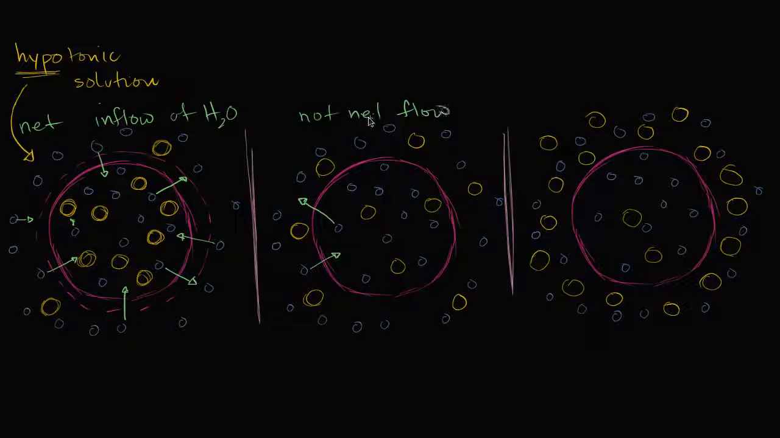And this type of solution, where you have the same concentration of solute in the solution as you do inside the cell, we would call this an isotonic solution. The prefix iso refers to things that are the same. It has the same concentration of solute. And so you have no net inflow. So in a hypotonic solution, you have water molecules going into the cell, expanding it, kind of like a filling balloon. Isotonic solution, no net flow.